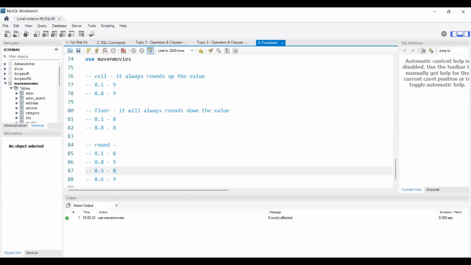This is about ceil, floor, and round. These three are functions in SQL. Okay. And if I talk about round, I can say it rounds to the specified nearest value. Okay.